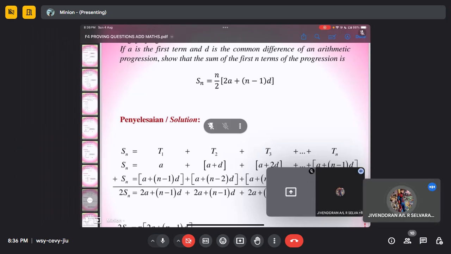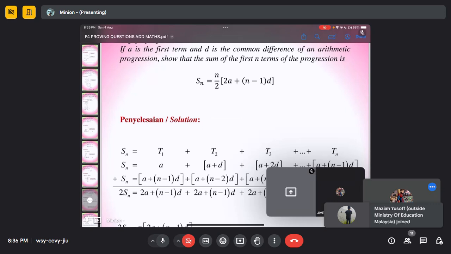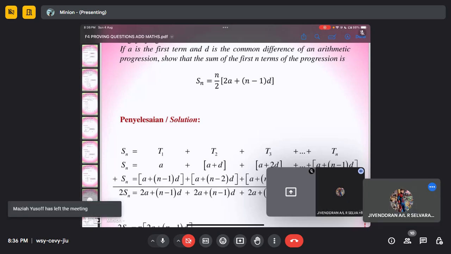Okay, let's go to chapter 5 now. Chapter 5 is so popular, other than chapter 4 and 2. So in chapter 5 we have quite a number of proving questions, so please take note. The first one is proving the Sn formula for arithmetic progression.